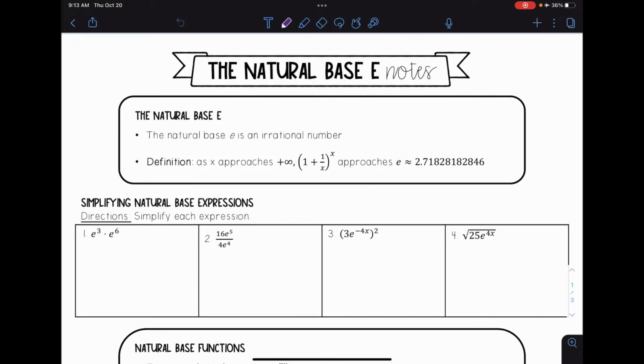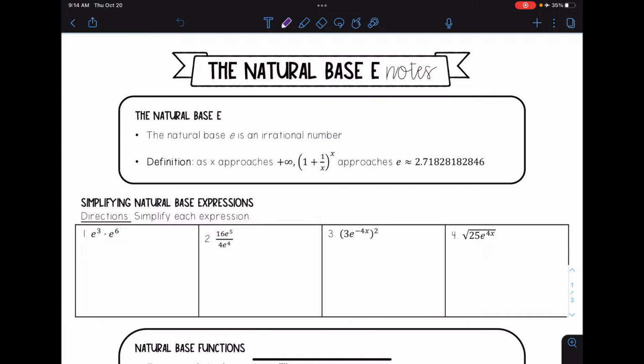Hello everyone, today we'll be talking about the natural base e. The natural base e is an irrational number, and its definition is as x approaches positive infinity, (1 + 1/x)^x approaches e, which is approximately 2.71828182846. This is a special number, kind of like pi, that mathematicians have discovered.